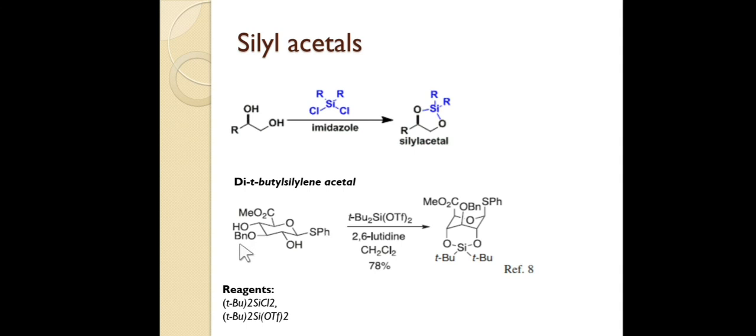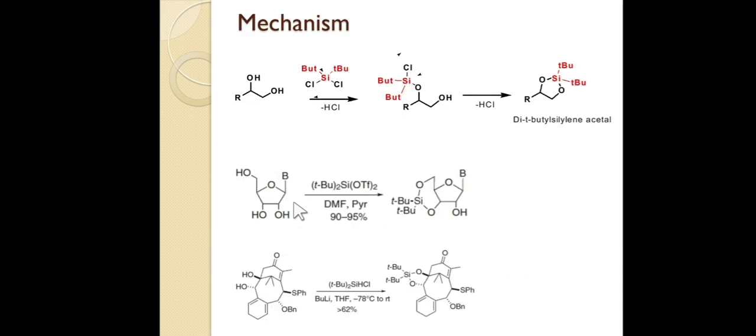So we get protection of this OH and this OH. The orientation of this OH and this OH is below the plane or below this ring. Both are equatorial, so they get protected. So we have this OH and this OH protected in the form of silyl acetal. In this case, this is a ditertiary butyl silyl acetal.